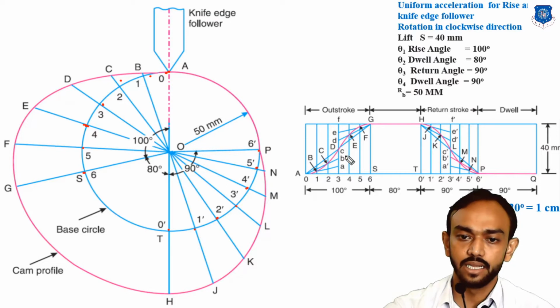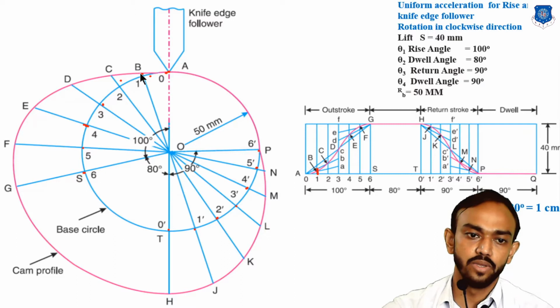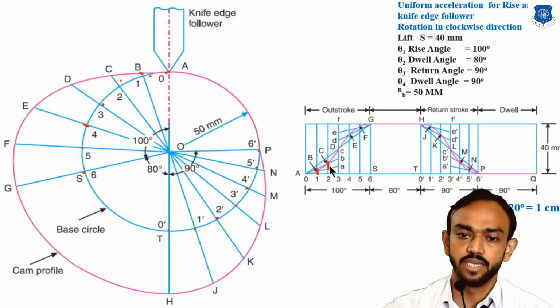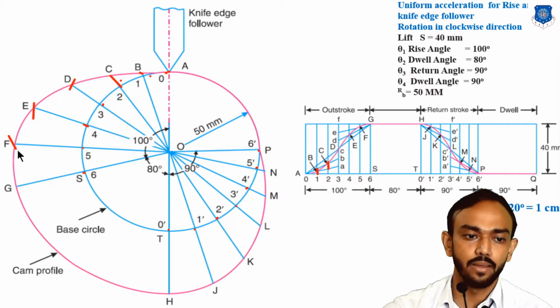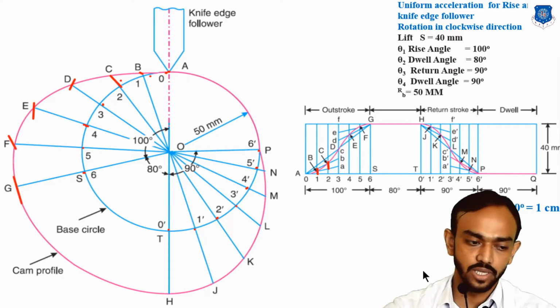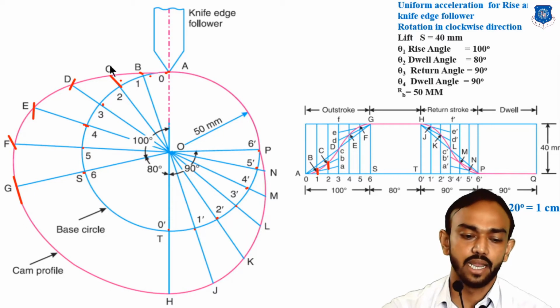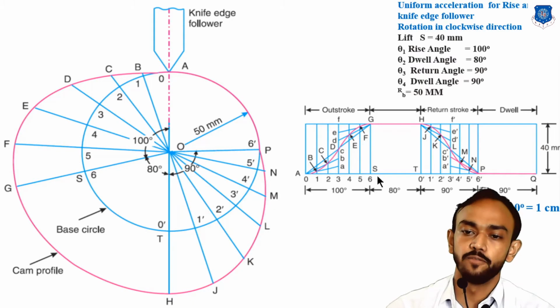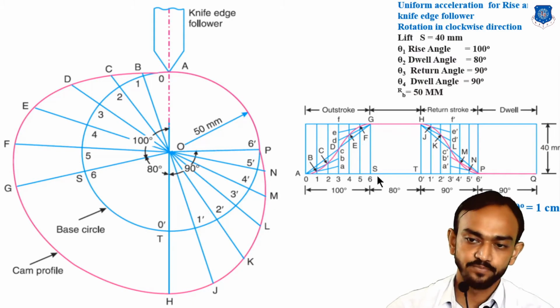And after that, using this distance here, 1 to B, so 1 to B is here, 2 to C here. So take this point, we are going to make some arcs also. You can make the arc here using a compass, and the same here, and you join all the points and you will get this cam profile. Okay, thank you.